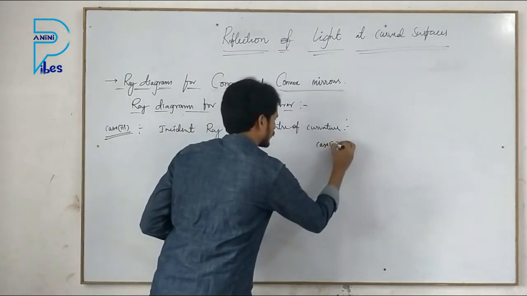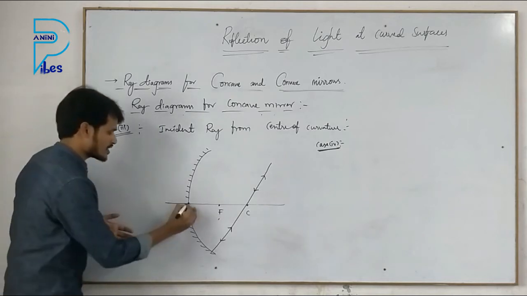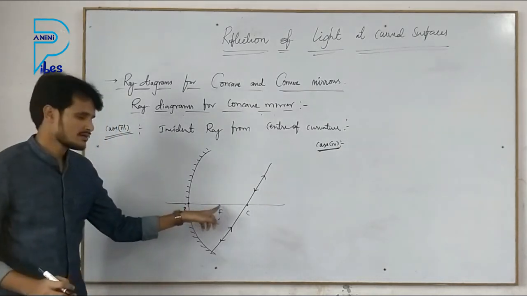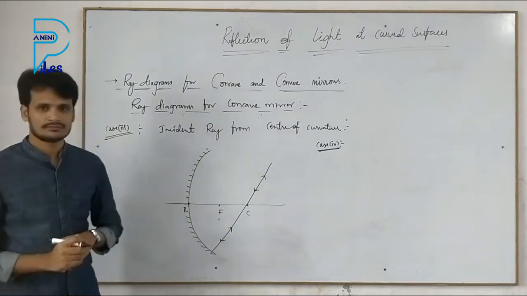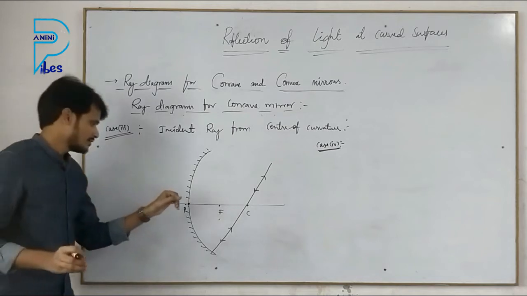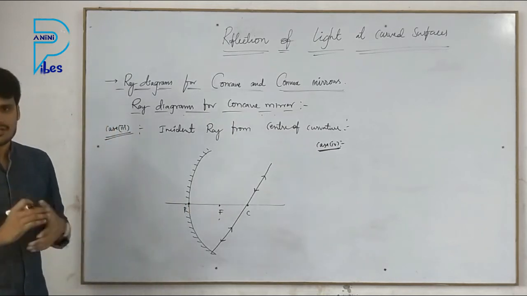Case 4. So in this case 4, one more thing we have, the last point. What is it? P. So focus is completed, center is completed, parallel is completed. And the next one is P. If the incident ray falls on the P point, nothing but the pole, what happens to the reflection?